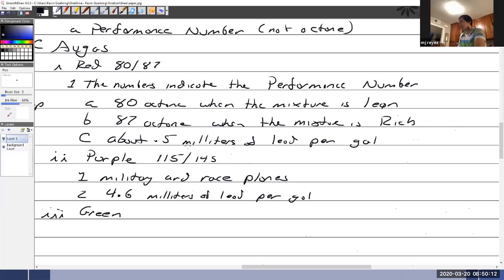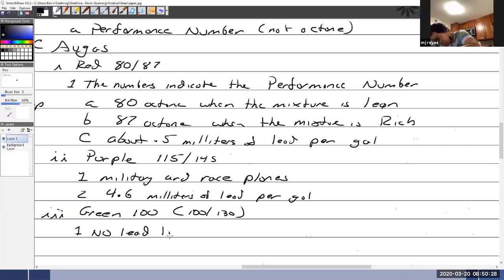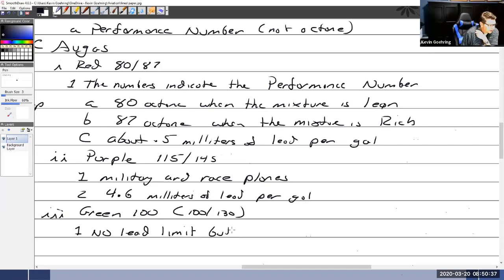And then there was green, which was just 100. Technically, it was a 100/130 mixture, but we called it 100. All right, so when I looked this up, it was interesting. It had no lead limit. So the manufacturers were putting as much lead in there as they absolutely wanted to. No lead limit, but usually 3 milliliters per gallon. I'll put mils per gallon.